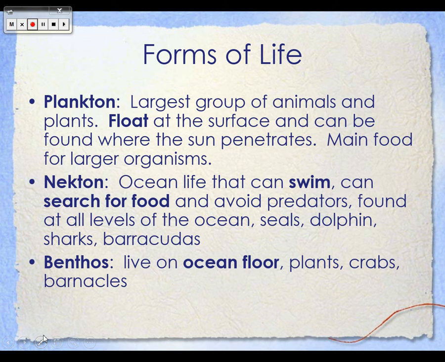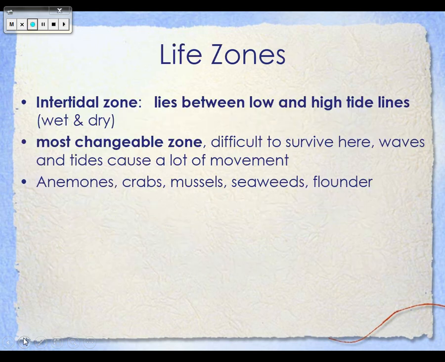Okay, an example of nectins: seals, dolphins, sharks, barracudas, whatever. If it swims and can find its own food and avoid predators, it's a nectin. Benthos live on the bottom of the ocean. Benthos bottom. They live on the ocean floor. Plants, crab, barnacles, those are examples of benthos. Plankton float, nectins swim, benthos are on the bottom, the ocean floor.